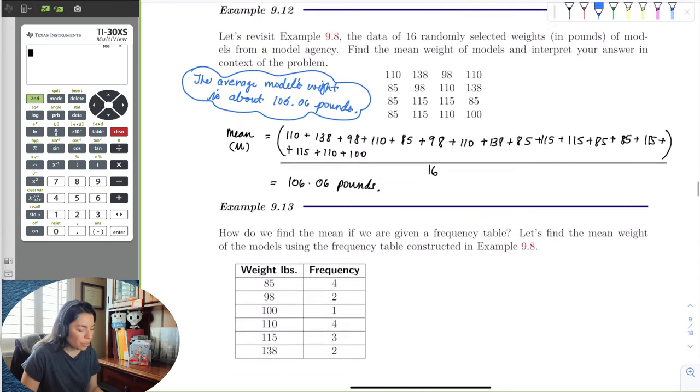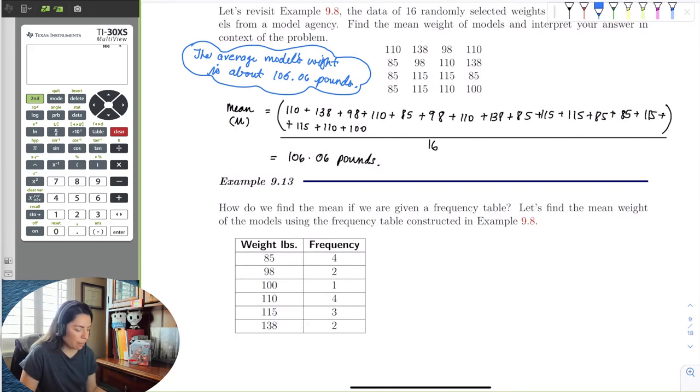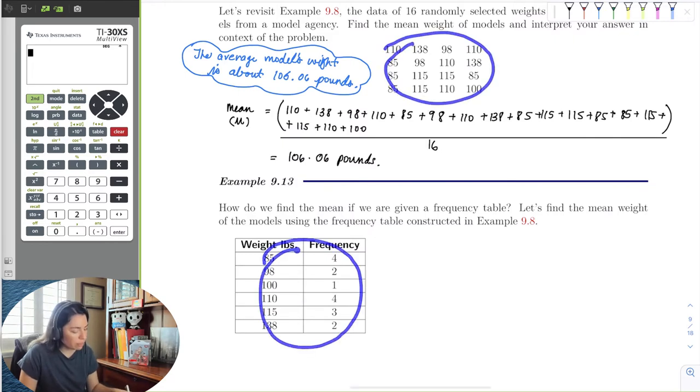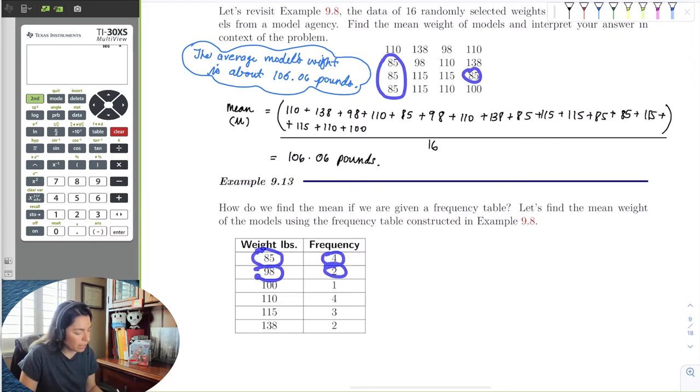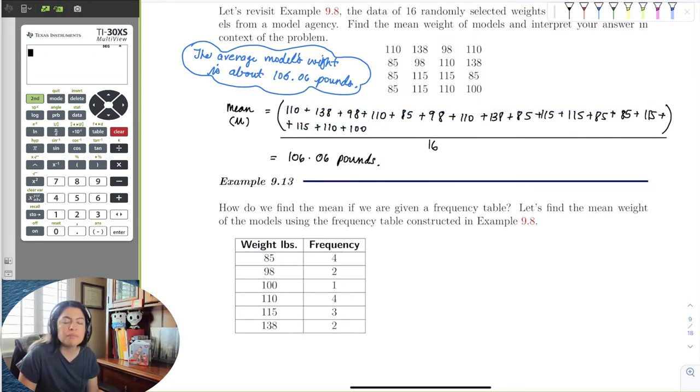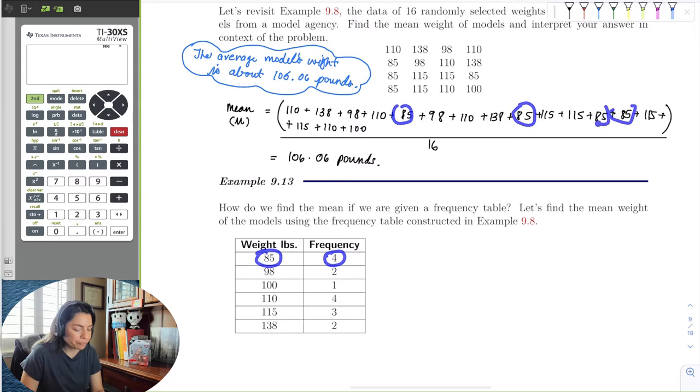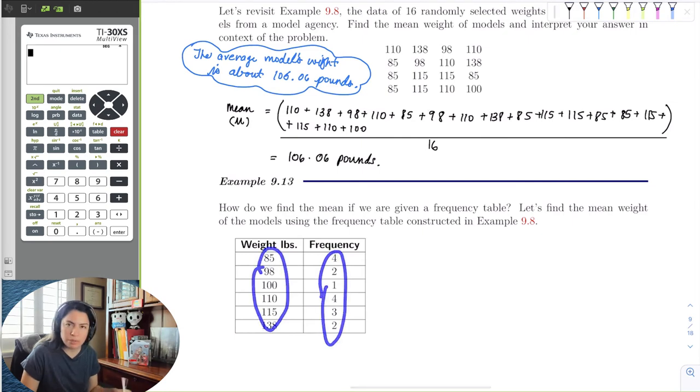Okay, but with raw data, we usually aren't given the raw data. We like to see a table. So how do we find a mean from a frequency table? Well, it's going to be the same thing. Recall that this raw data and this frequency table are the same; the table is just organized. We have four models that weigh 85 pounds and two models that weigh 98 pounds. So instead of writing out this long string of 16 pieces of data that we're adding together, we could be a little more constructive: if there are four 85s, that means it's 4 times 85. Then I add them all up after I multiply and divide by 16, and that will work.